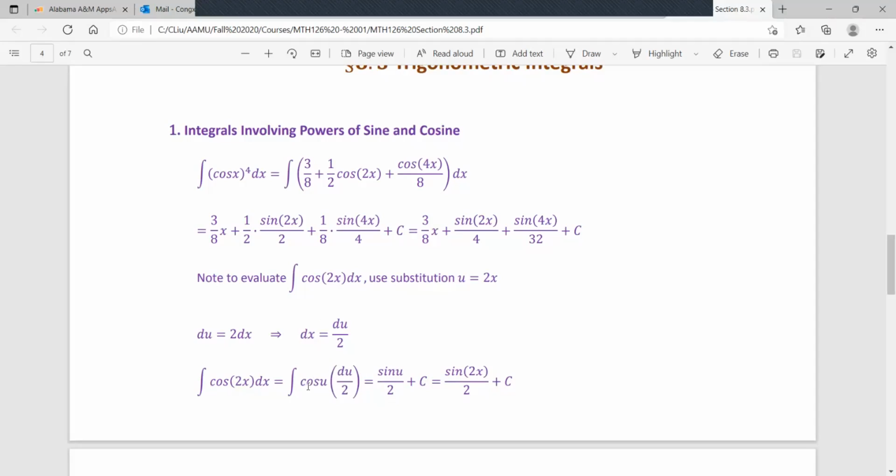So now just integrate over u. If you integrate cosine, you get a sine u, and you get the 2 in the denominator, plus c. So at the end, I replace u by 2x. All right. So that's sine 2x over 2 plus c. So that's why you get the factor of 2 in the denominator. And similarly, if you integrate cosine 4x, you're going to get sine 4x over 4 plus c for the same reason.